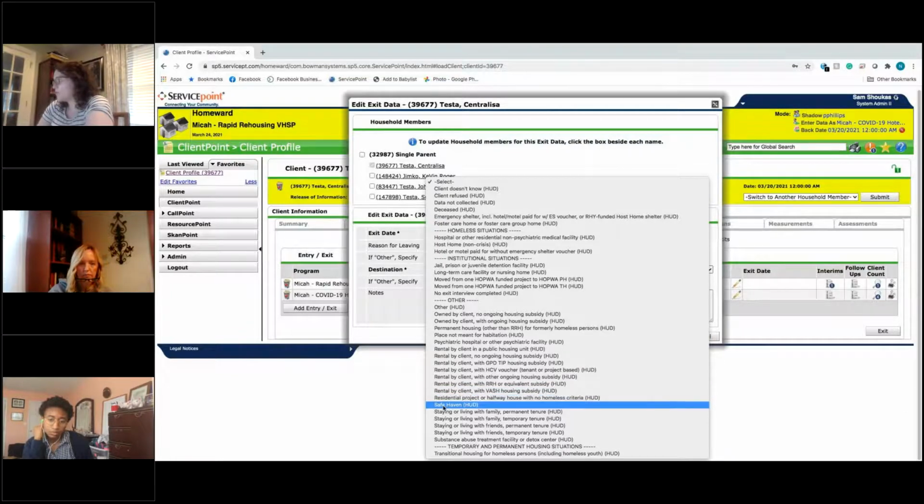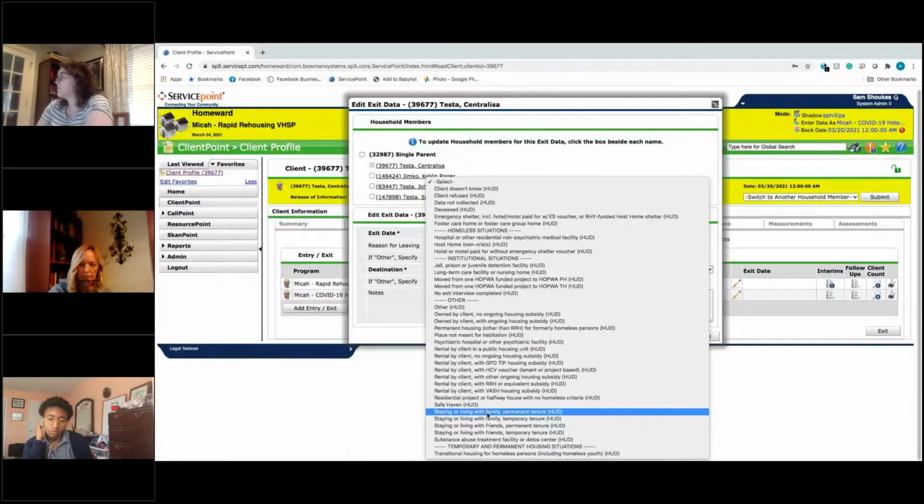In our community, we have no safe haven, so unless they move to another area that has safe havens, this should never be selected. If they have some other kind of ongoing subsidy that's not in one of these buckets, then you would use the other ongoing housing subsidy. And then if they're not having any subsidy, but they are going into a rental, there's an option for those.